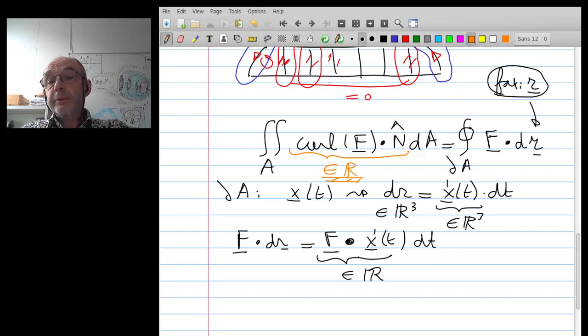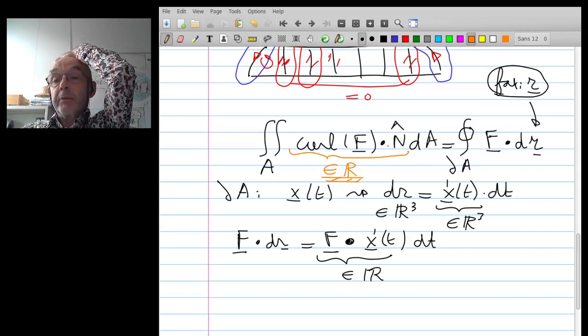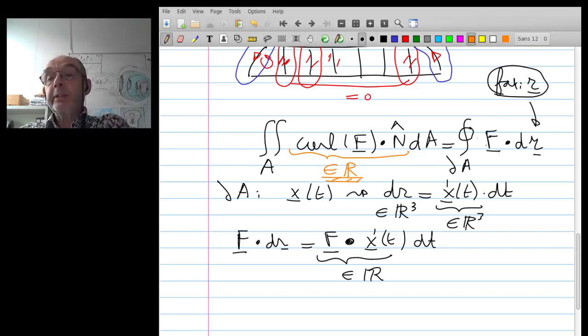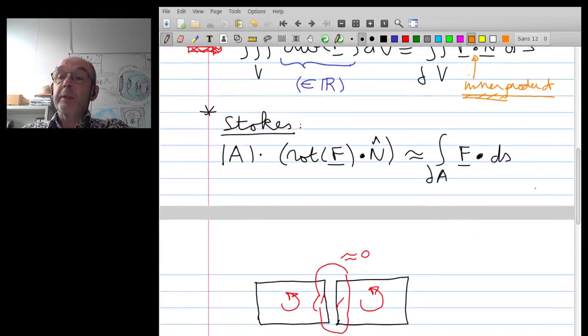So be careful, always look at what is a vector and what is some element out of R, and if you see some dot, realize what it means, a multiplication or an inner product. In these cases you have an inner product, and also in the flux an inner product. And maybe I can also better write down dr here than the ds term.